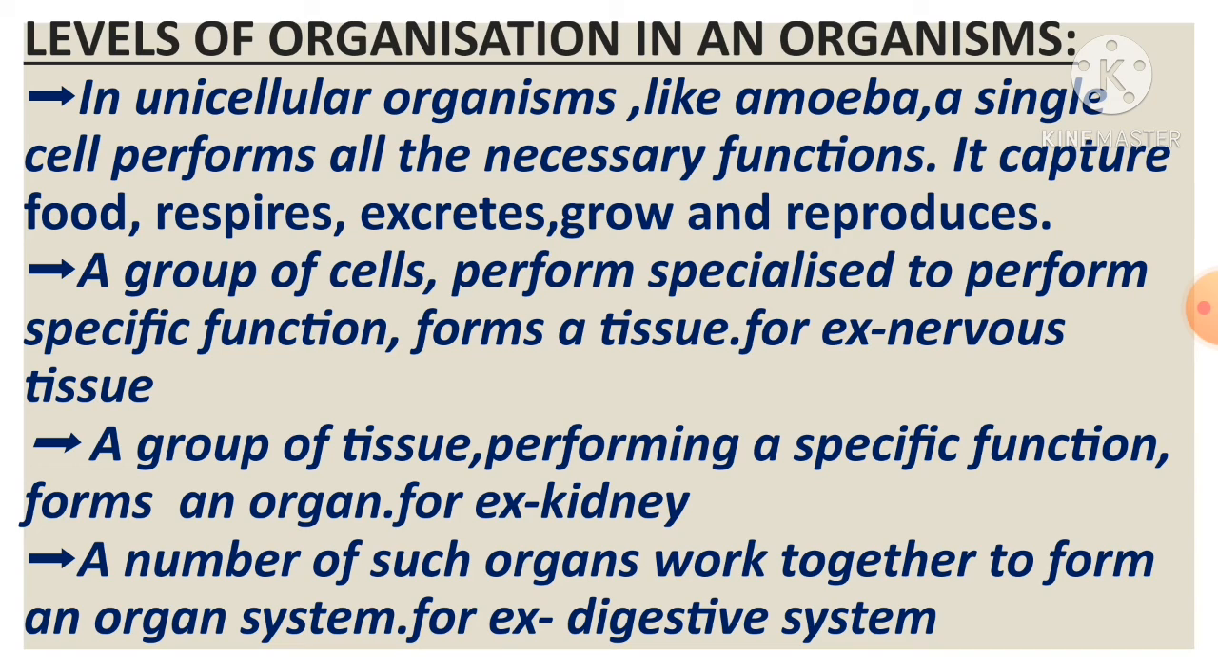Levels of organization in an organism. In unicellular organisms like amoeba, a single cell performs all the necessary functions. It captures food, respires, excretes, grows and reproduces. A group of cells specialized to perform a specific function forms a tissue, for example, nervous tissue. A group of tissues performing a specific function forms an organ, for example, kidney. A number of such organs work together to form an organ system, for example, digestive system.